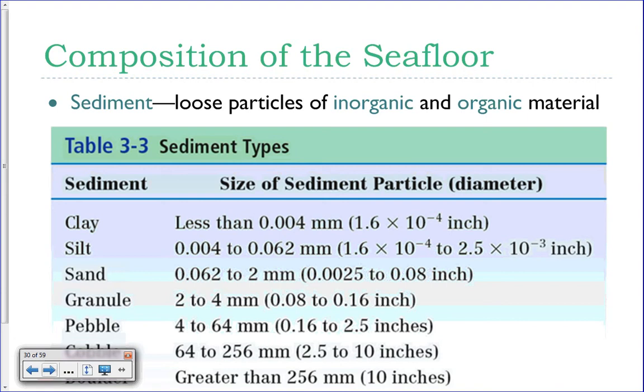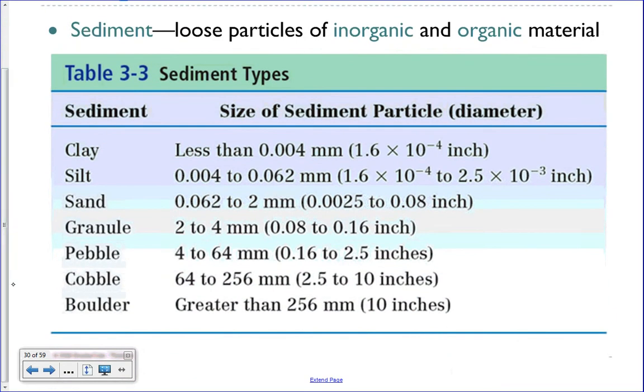So we take pieces of dirt and we look at the size and we say, oh, because it's this size, we're going to call it clay. Or if it's this size, we're going to call it sand. So we've basically said that anything that's 0.062 to 2 millimeters, we're going to call that sand. Anything that's bigger than 10 inches, it's a boulder.